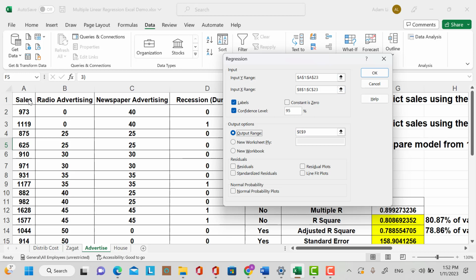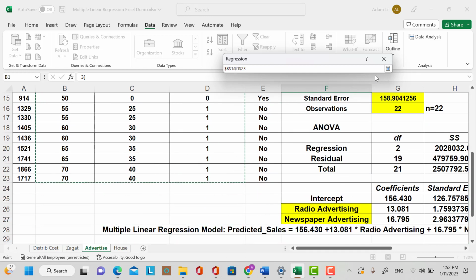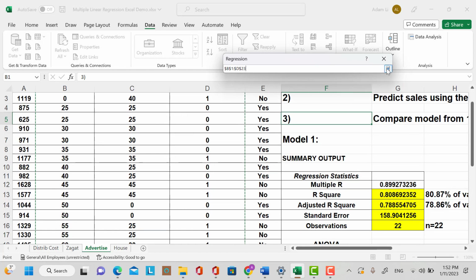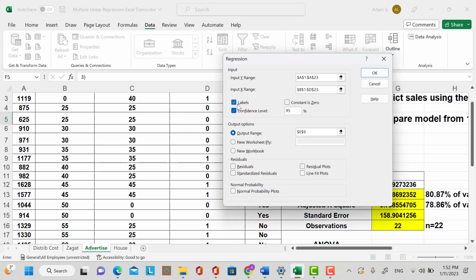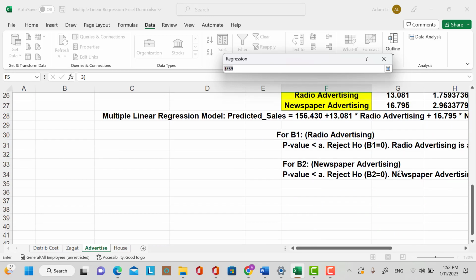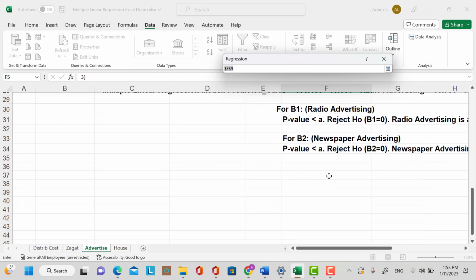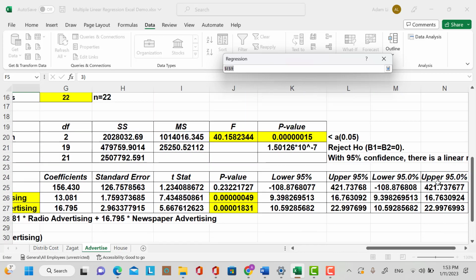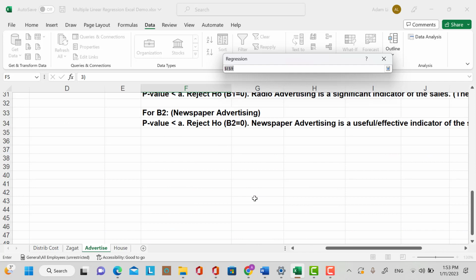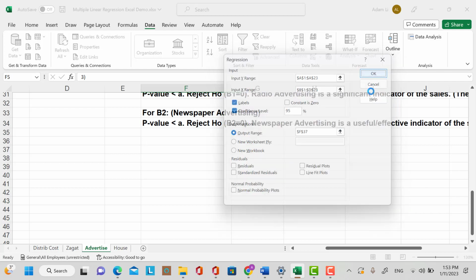The input Y range is going to be, yes, we have it already. For the X range we're going to do these three variables, so it's B1 all the way to D23. Now labels, yes, we included the title, and the confidence level is good. Now change the cell we're going to use. We're going to put it underneath, so we can compare them one by one. Maybe put it on the side? No, I think it's a good idea to put it underneath. So I'm going to put it right here, F37. That's good. So let's see the Excel outputs.